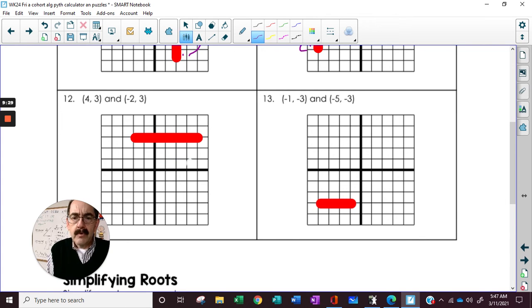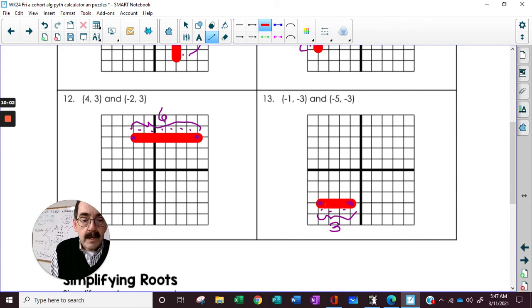4, 3, 1, 2, 3, 4, 1, 2, 3. Okay, and I could be marking those more dark. -2, +3. 1, 2, 3, 4, 5, 6. All right. -1, -3, -5, -3. 1, 2, 3. What? You know what? I didn't draw that right, did I? Let's go here. Let's extend that a little bit.